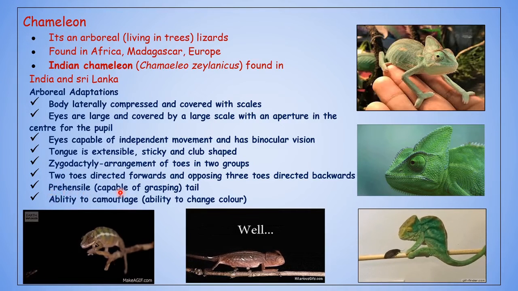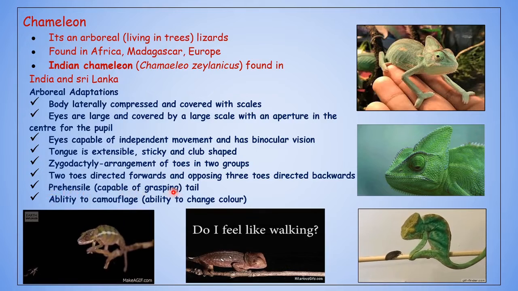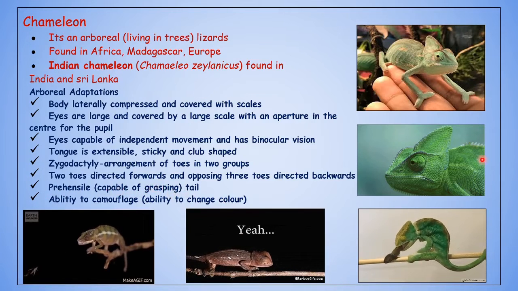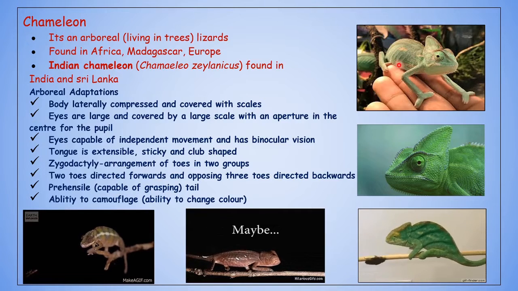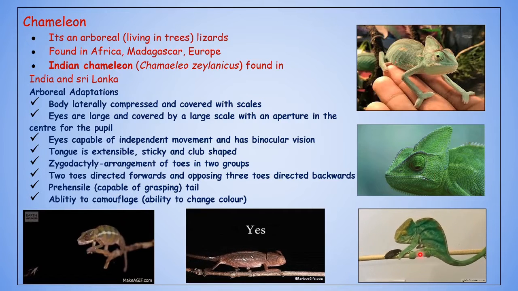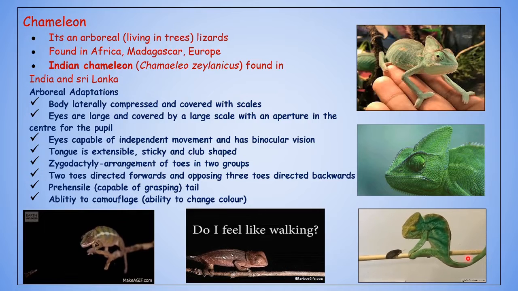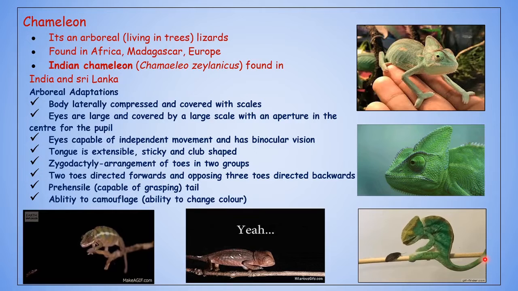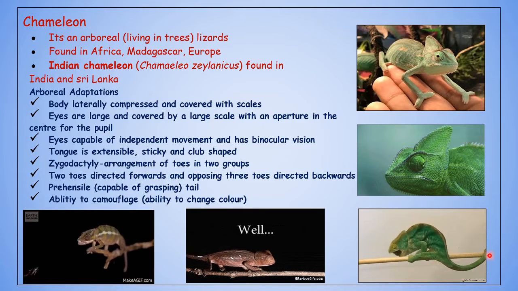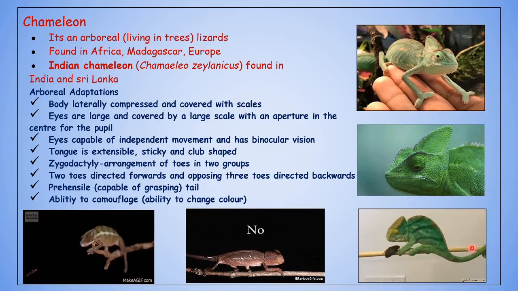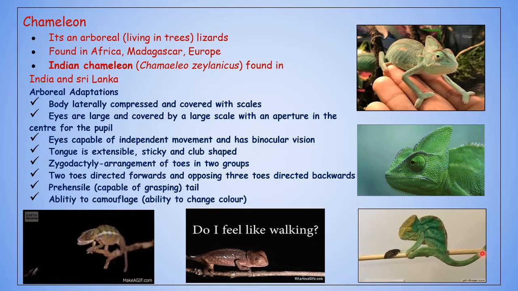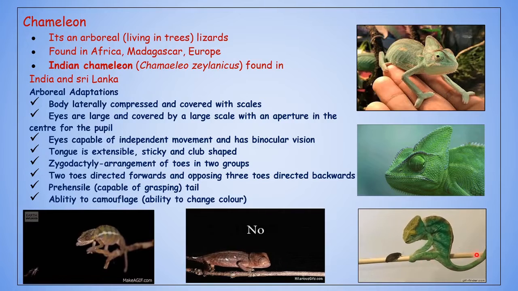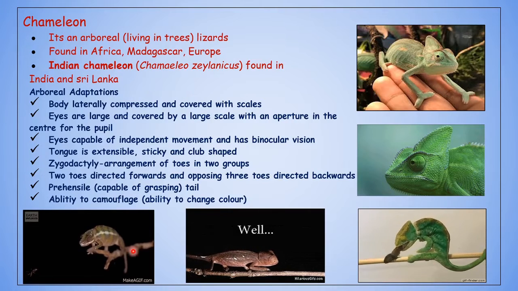Next, the tail is prehensile, or capable of grasping. That means when they walk over branches, apart from holding with their limbs, they also grasp with the tail. This particular video is not concentrating on the tail region, but here you can see some views where the tail is being coiled around the branch on which it sits.